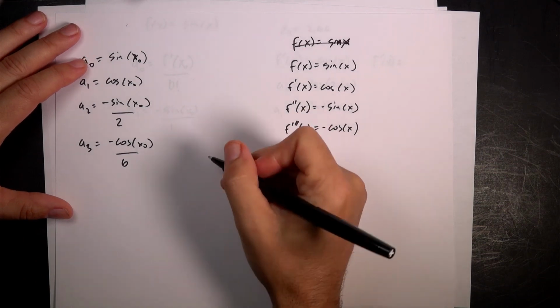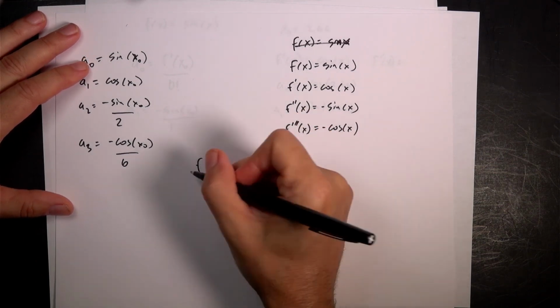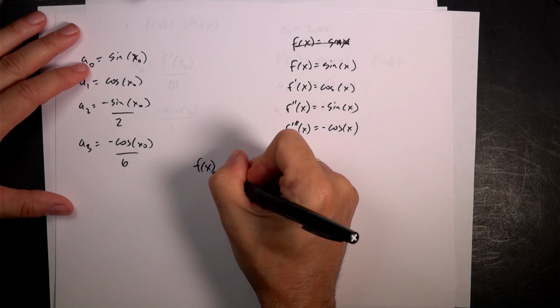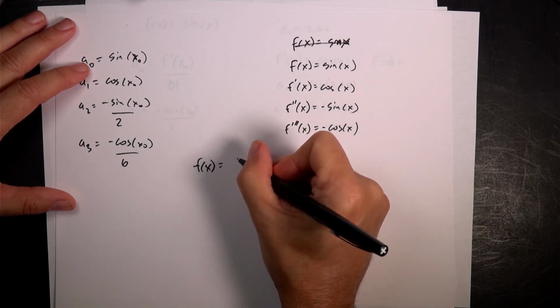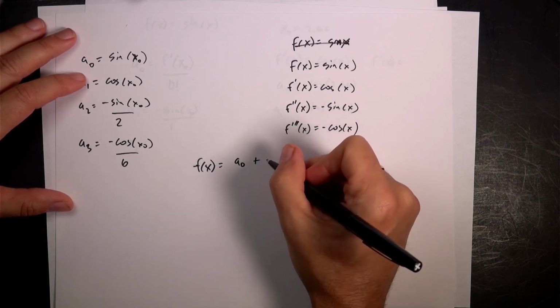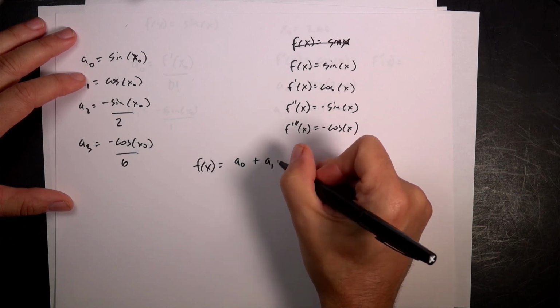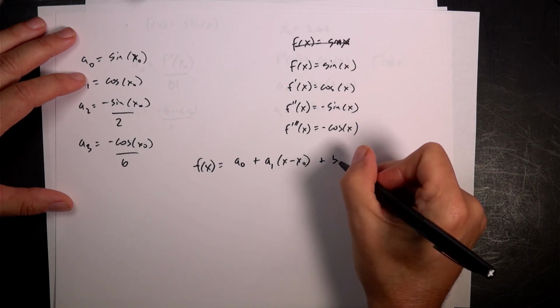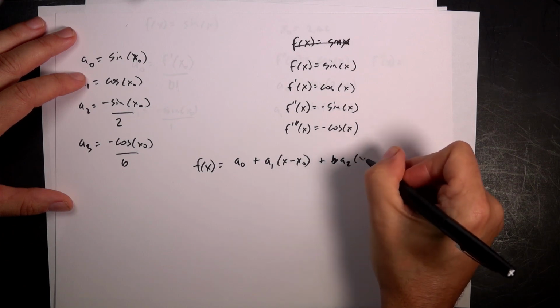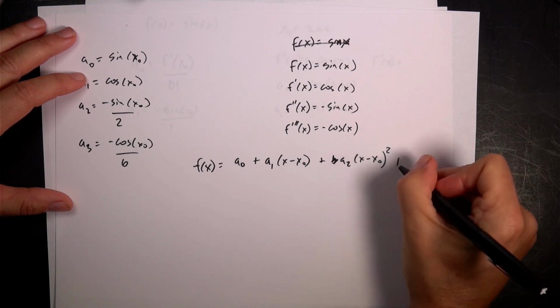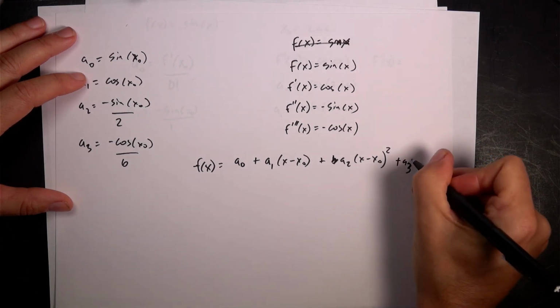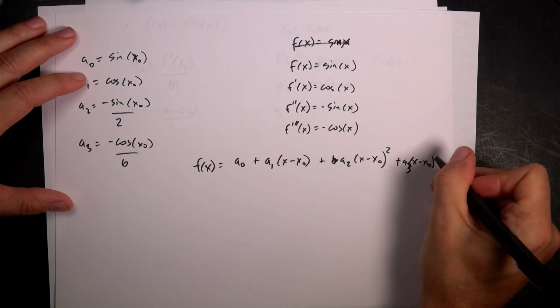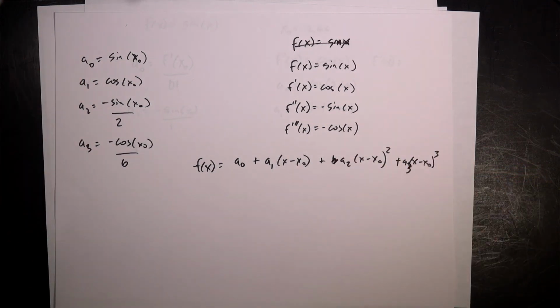And then my Taylor series, which I'm calling G, f of x is going to be equal to a0 plus a1 times x minus x0 plus a2 times x minus x0 squared plus a3 times x minus x0 cubed. Okay, so now let's plot both. I've already got the sine function. Let's switch back over to Python and let's plot this.